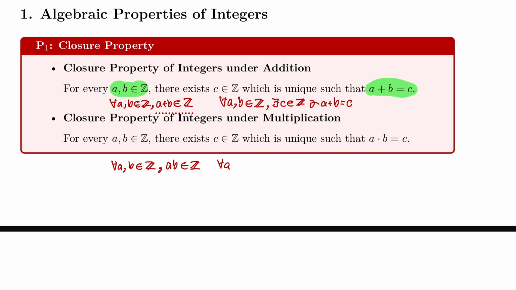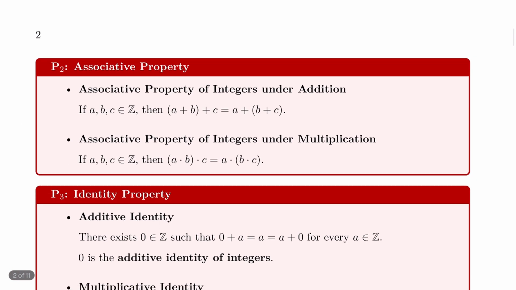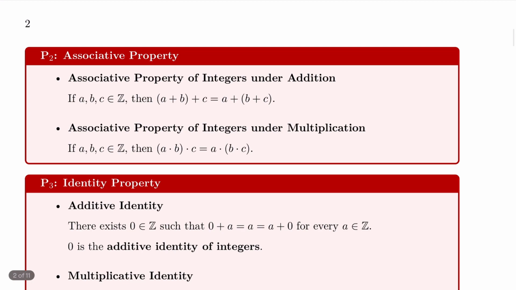You may say for any two integers a and b, there exists an integer c such that a times b equals c, like this. Okay, now let's go to the second one. The second property is the associative property. The first one is associative under addition.